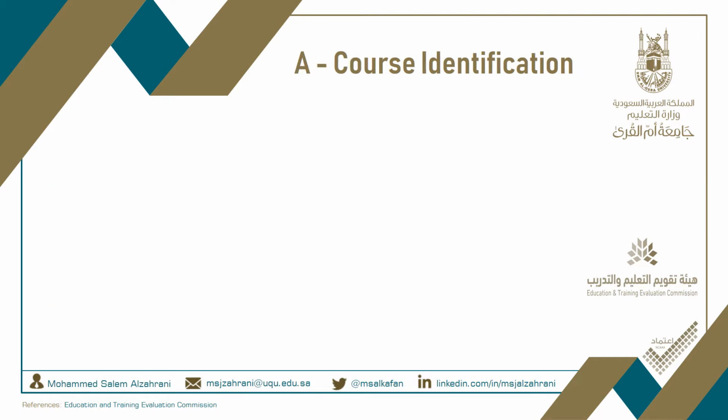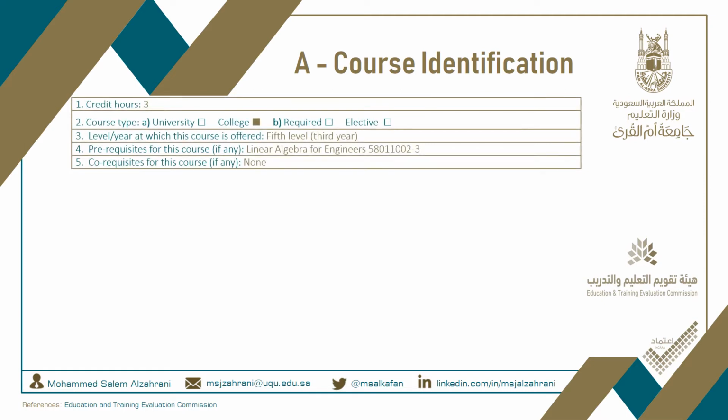Within that form, in the first section, section A, we have 7 parts. The first 5 of them are simple fill-in information about the credit hours, the course type, whether it's a university or college course, whether it's a required or elective course, and then you have to identify the level of that course, and then if there is any prerequisite or co-requisite.